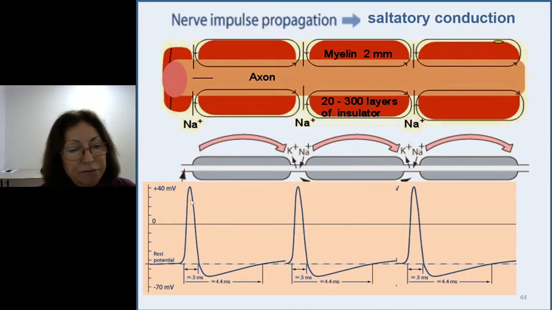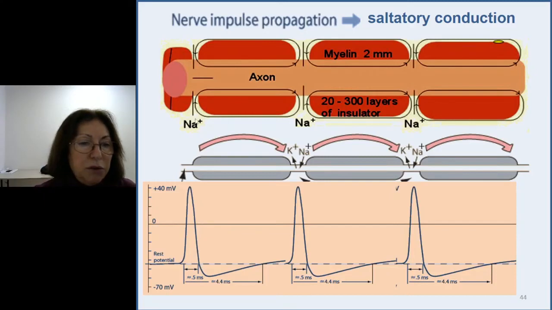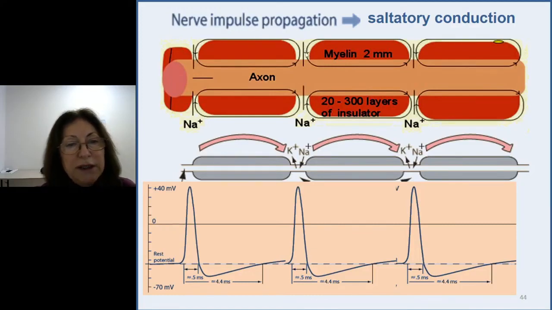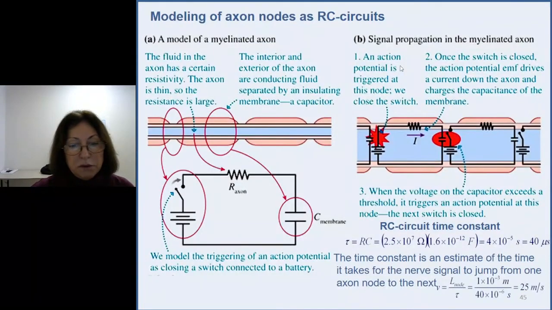So, and look, after this, the change of the potential will be conducted through the axon. But look, this is the saltatory conduction. The nerve impulse jumps from one node to another node. This is the specificity of the axon that is covered by myelin sheath, interrupted each 2 millimeters by a 1 millimeter node.